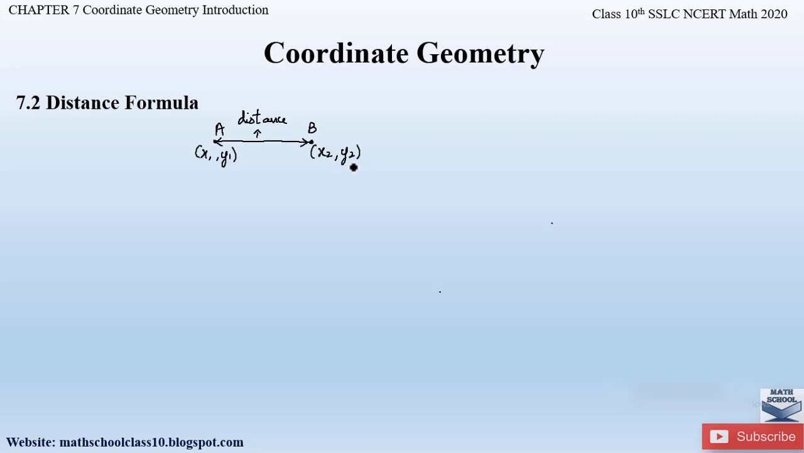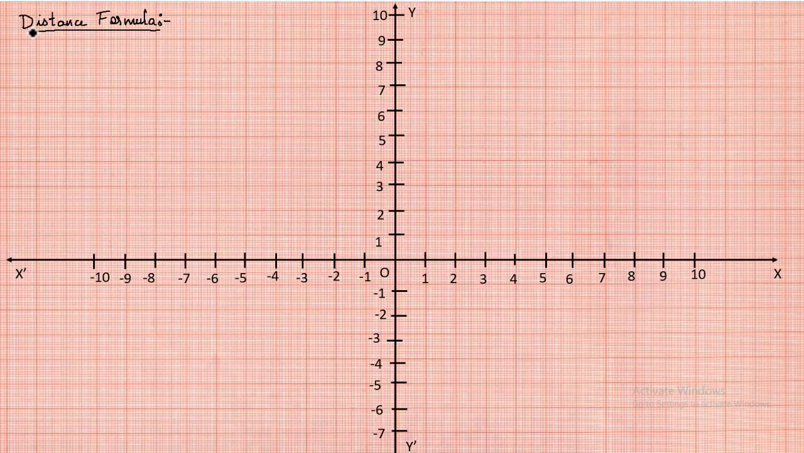So again, let me explain on a graph sheet. That will be much simpler. So before going to the distance formula, let us find out the distance between 2 points on the x-axis. For example, there is a point A and we have another point B. Can you tell me what is the coordinate for point A?